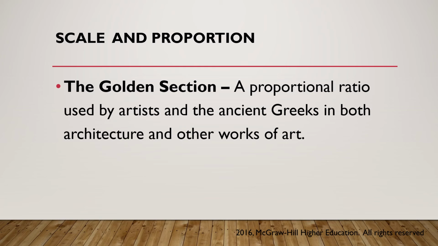Now, again, in scale and proportion, we have a thing called the golden section, and it's a mathematical way of figuring proportions and the ratio, and it was designed by the ancient Greeks, and they used it for architecture, art, all kinds of things. And basically what it did is it helped them to figure out height versus width and things like that.